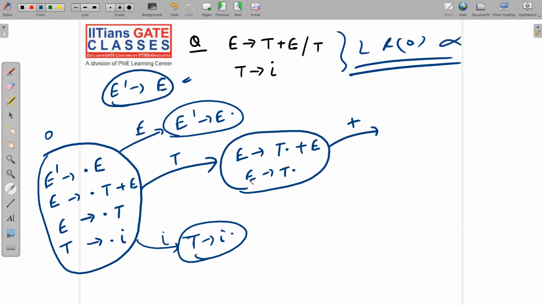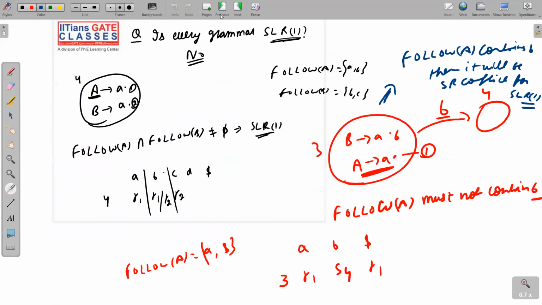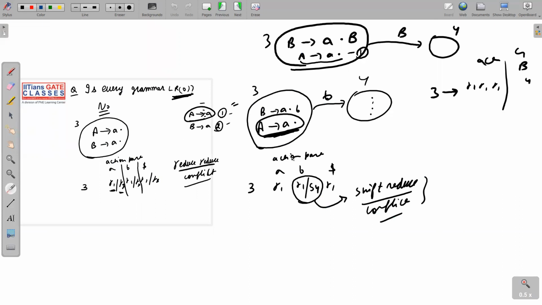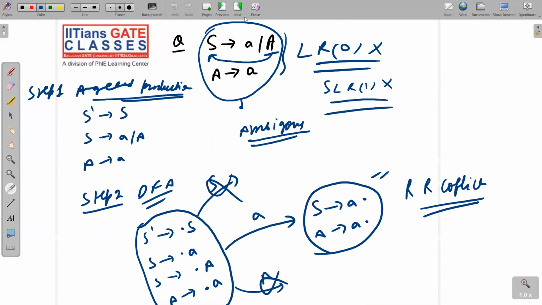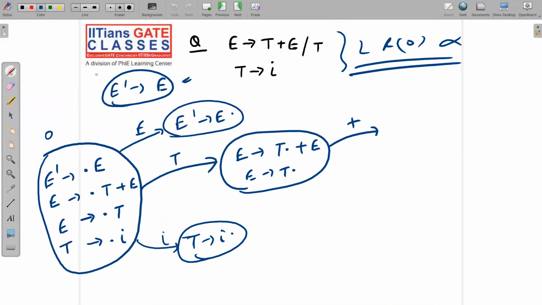Why is there an SR conflict? See here, a final item, and we have to read plus here. We have told you; if you are not able to follow, rewind the video and watch it again. The situation has arisen here. Now what about my SLR1? Where do I have to apply it? Follow of capital E. We have to apply it and make sure that follow of E must not contain plus. If follow of E does not contain plus, then for SLR1 there is no problem at all.